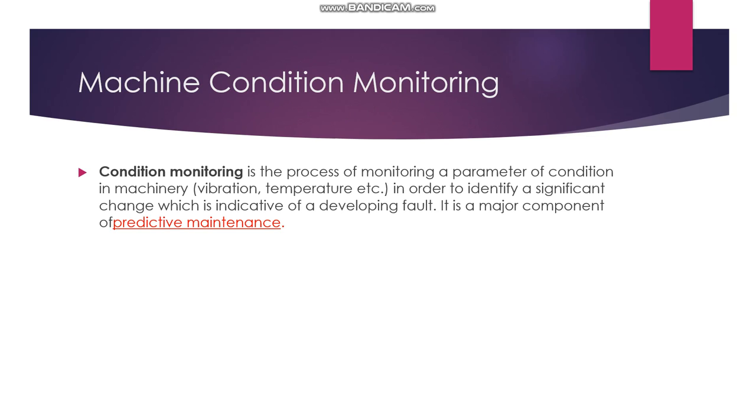Condition monitoring is the process of monitoring a parameter of condition in machinery, such as vibration, temperature, and many others, in order to identify a significant change which is indicative of a developing fault. It is a major component of predictive maintenance.